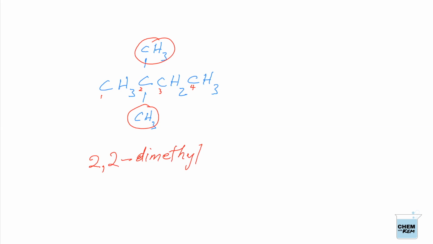Longest chain is 4, so that would be butane. So yes, we still put the 2 twice to say, hey, one is on carbon 2 and the other one is on carbon 2. So we'll say 2,2-dimethyl. Di to say it's 2 methyl groups.